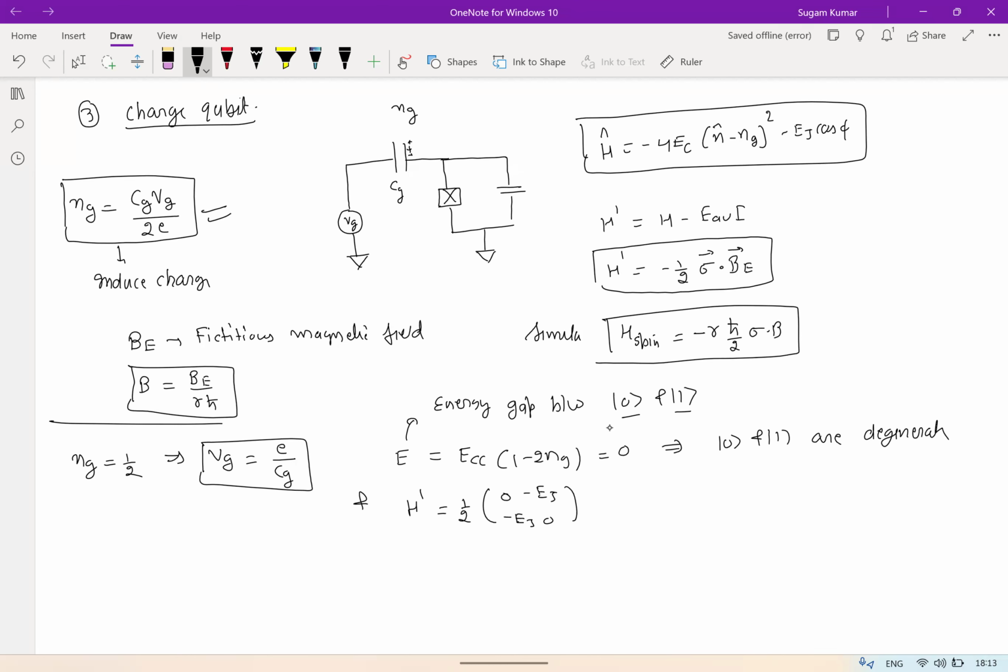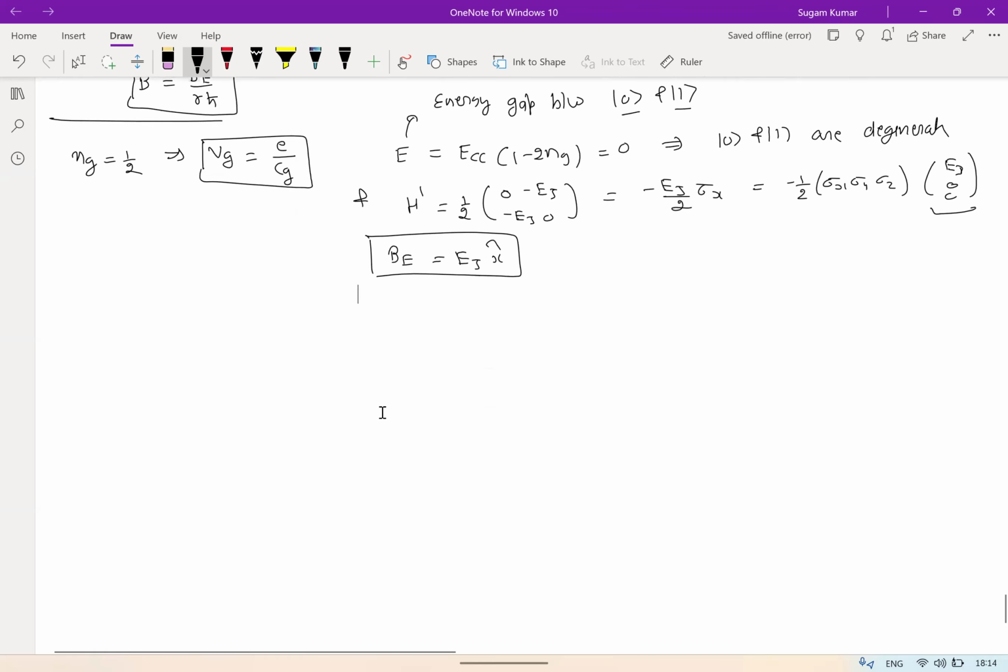And the Hamiltonian particularly is going to become equal to 1 by 2 times the matrix 0, minus Ej, minus Ej, 0. That is equal to minus Ej by 2 into sigma x, or equal to minus 1 by 2 sigma x, sigma y, sigma z into Ej, 0, 0. And it means that this is the B effective part. So the B effective is simply equal to Ej into x cap. And I told you that in this case, let us say this is x direction, y direction, and the z direction.